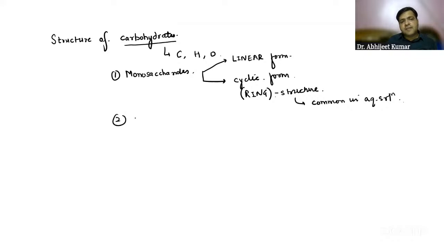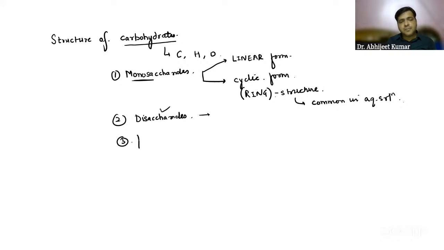Secondly, we have the disaccharides. You already know disaccharides are the ones where two monosaccharides are linked together by a glycosidic bond. So basically, two cyclic structures are combined together with the loss of a water molecule, and hence the disaccharides are formed. We'll be discussing it in detail as well.